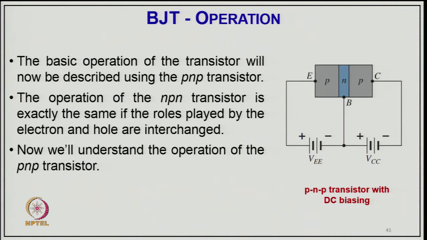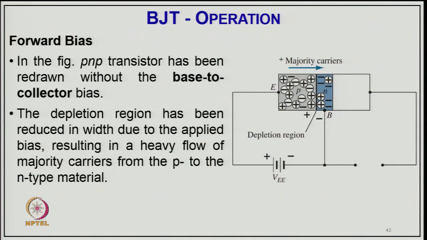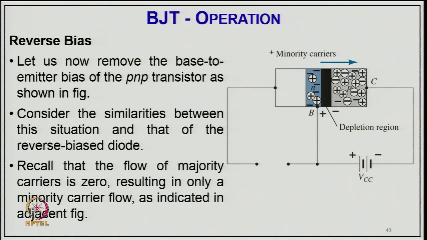So, this is typically a PNP transistor, where the emitter to base junction is forward biased, and then the collector to base junction is reverse biased. Coming to the forward bias, to explain it, in the figure the PNP transistor has been redrawn without the base collector bias, and the depletion region has been reduced due to the applied biasing, resulting in a heavy flow of majority carriers from P to N type material, because you are connecting a positive terminal. So, from the positive terminal holes move towards this region, this being a forward bias. So, majority carriers, holes, move from this side to this side, and this is typically the reverse bias.